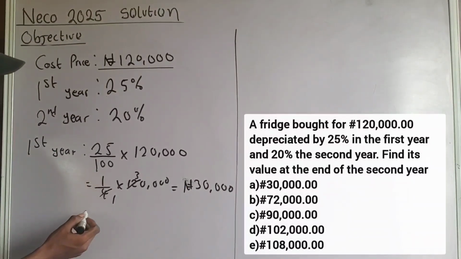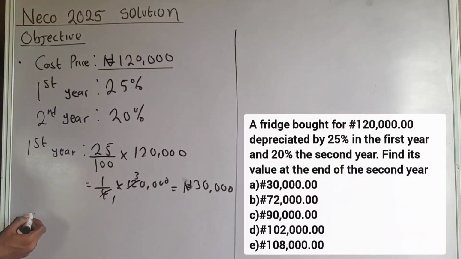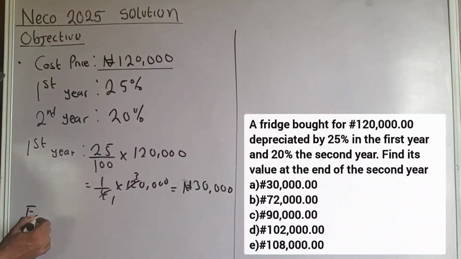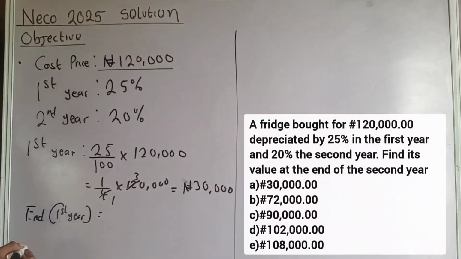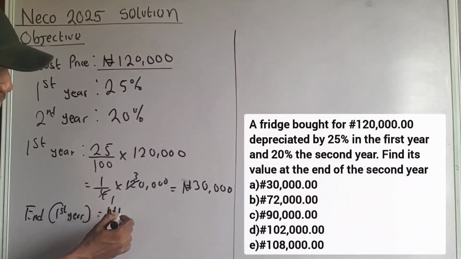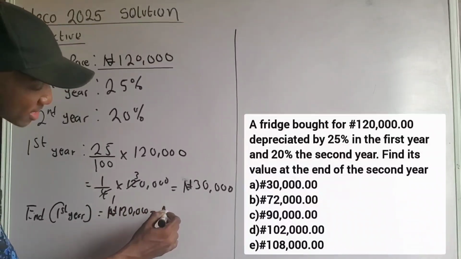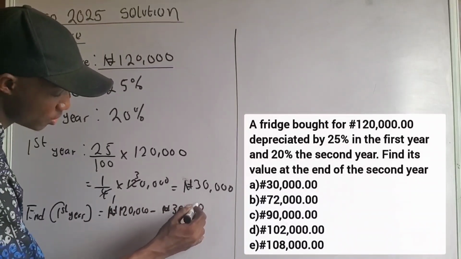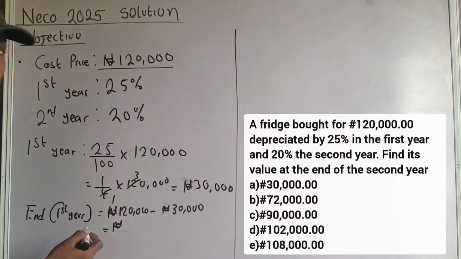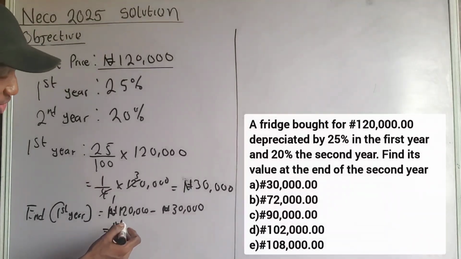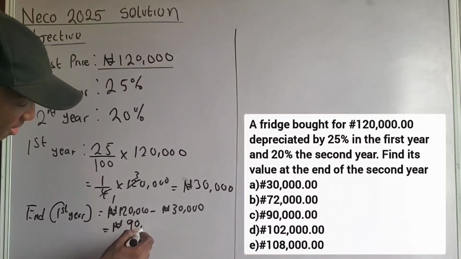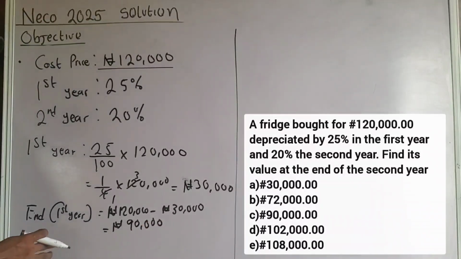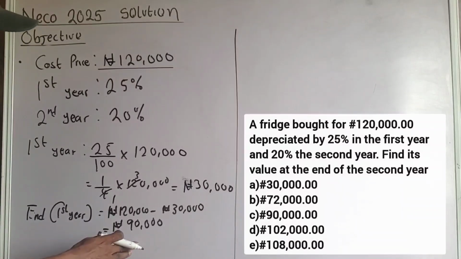So that means that at the end of the first year, the price of the fridge will be 120,000 naira minus 30,000 naira. So at the end of the first year, the price of the fridge is 90,000 naira.